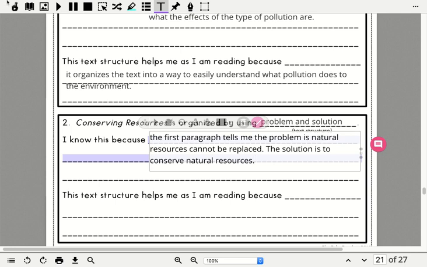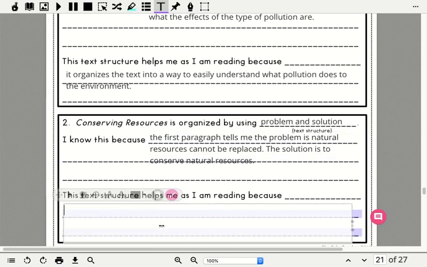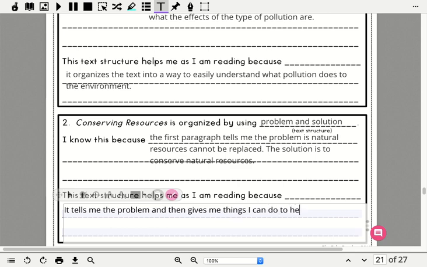Okay, so this text structure helps me as I am reading because what does it do when we're reading? How does it help us? Okay, so it helps because it tells me the problem. And then gives me things I can do to help the problem.